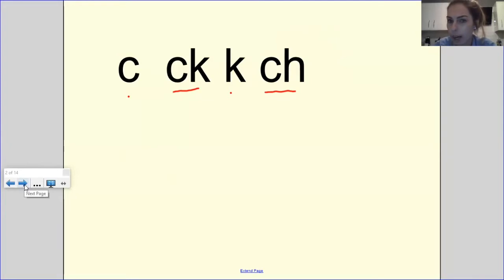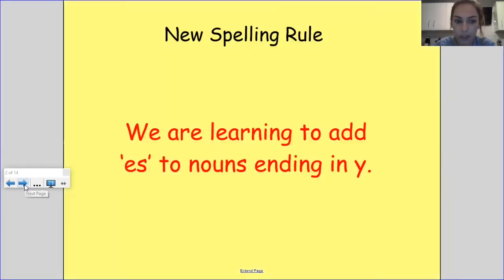Right, let's have a look at what we're learning today. We are still looking at plurals, and we're learning to add the ES suffix onto nouns that end in Y. Now, last lesson, we looked at nouns ending in EY. So today, we just want them to have the Y on the end, not the E before it, just the Y. Okay, so let's have a look at what that looks like.